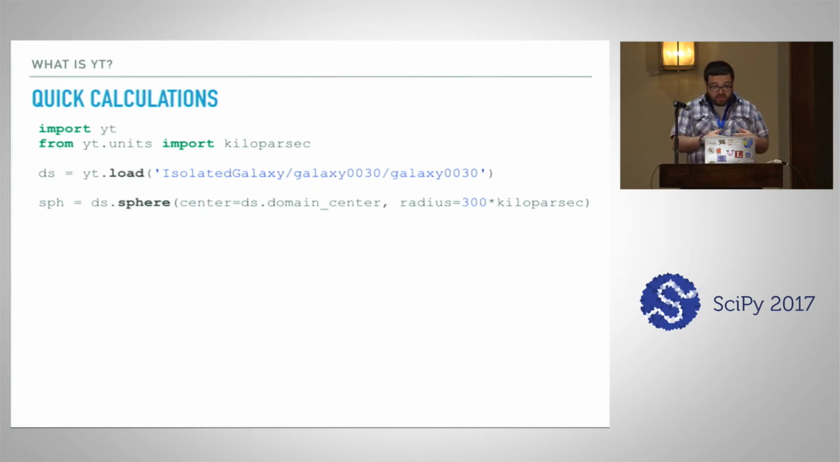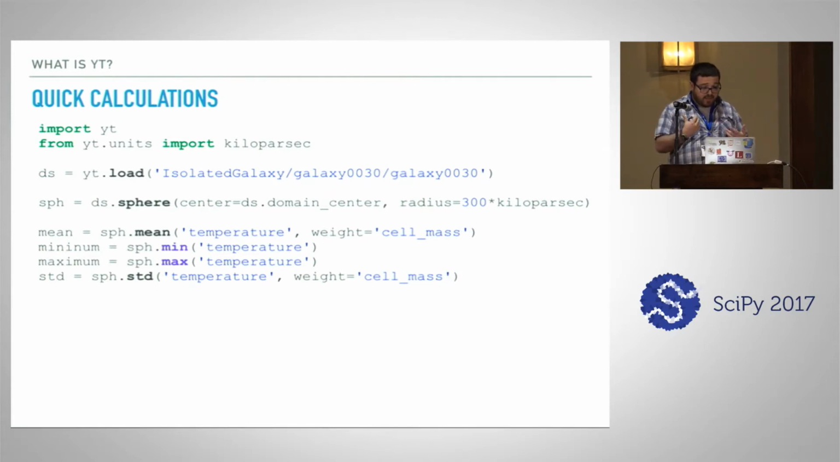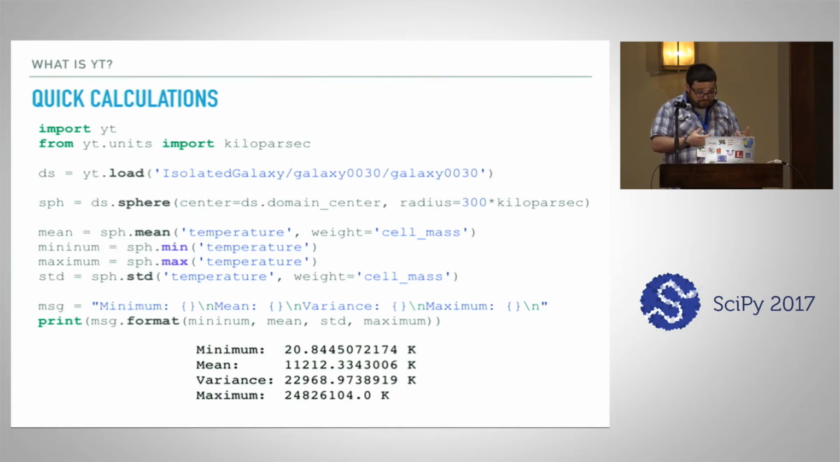In this example, we create a sphere data object that's centered on the center of the domain and has a radius of 300 kiloparsecs. We can do some sort of analysis on this sphere. For example, we can find the mean, min, max, and standard deviation of the temperature field. If we wanted to know what the temperature is in this galaxy simulation, we print that out, and you can see that you get all of these values, and the value that gets returned by YT also has units attached to it. YT has a symbolic unit system built on SymPy that is threaded throughout the code.